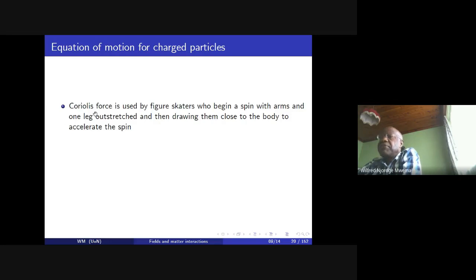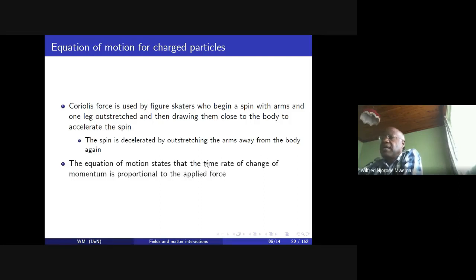And this can also be used by those people who churn milk to make butter or cheese and so forth, by rotating the milk or spinning the milk in a reservoir, so to speak. So the spin is decelerating by outstretching the arms away from the body again.